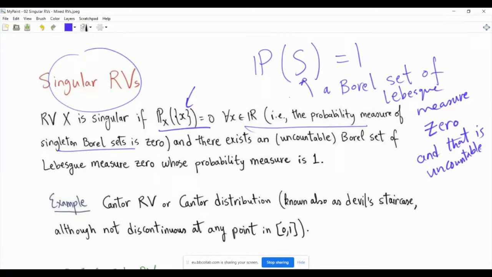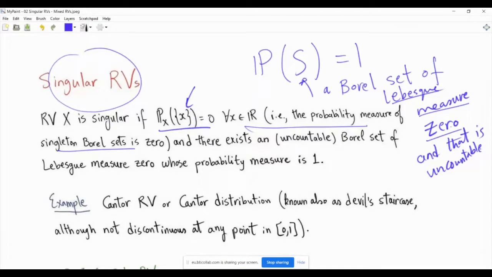So if our random variable is absolutely continuous, it means what? If you find a Borel set with Lebesgue measure 0, then the probability should be 0. But for singular random variables, there should be some Borel set that is uncountably infinite and has measure 0, and the probability of this set is equal to 1.